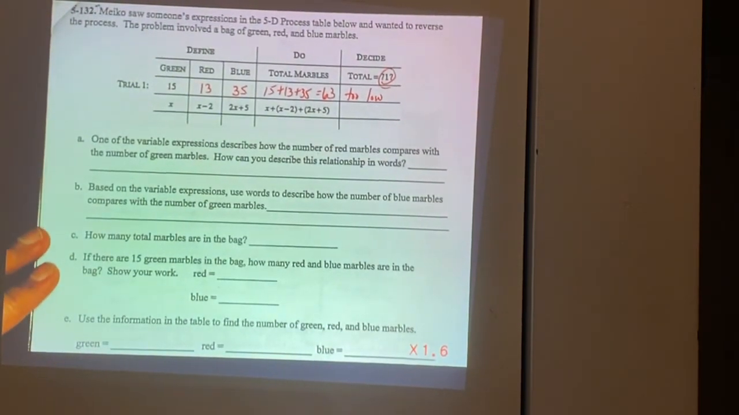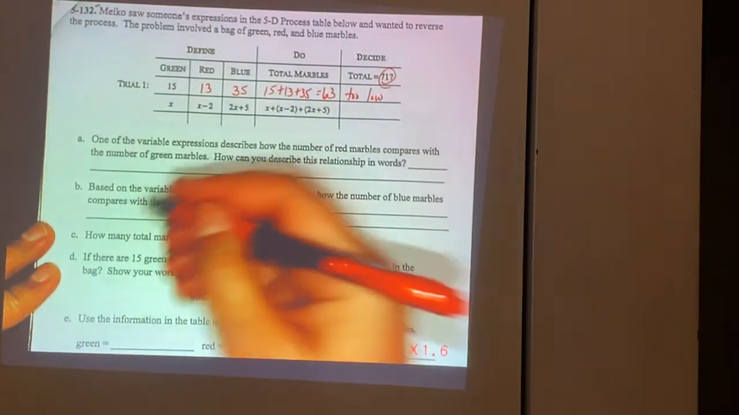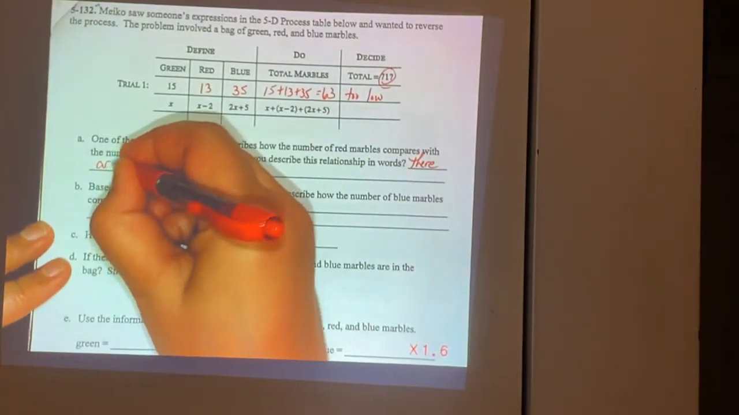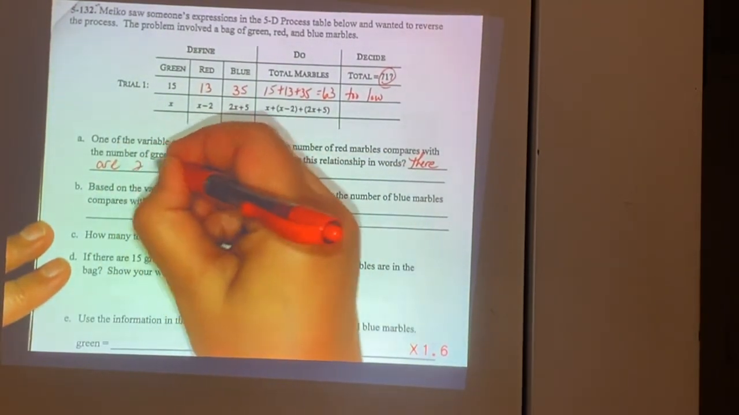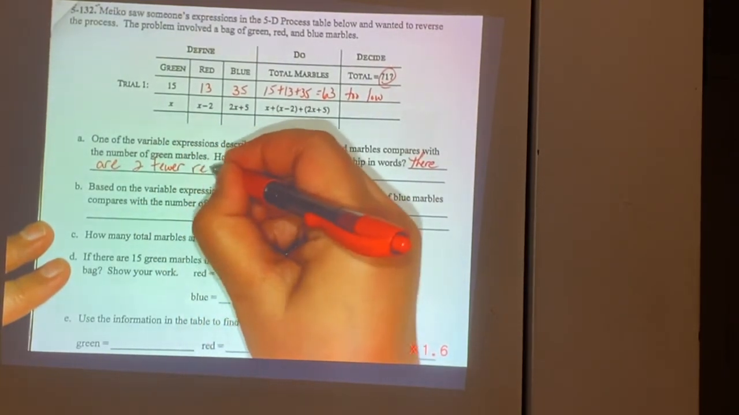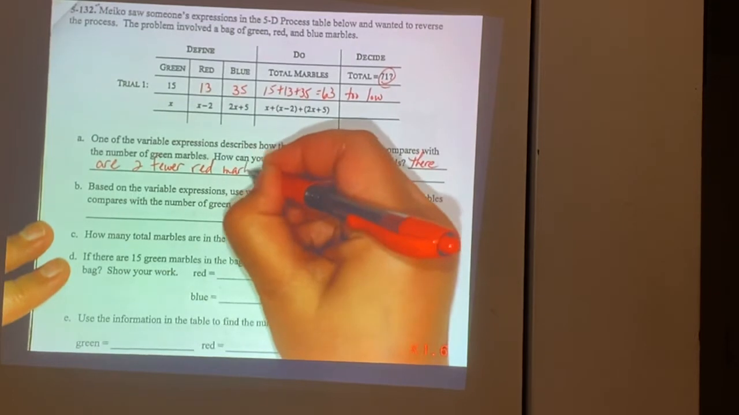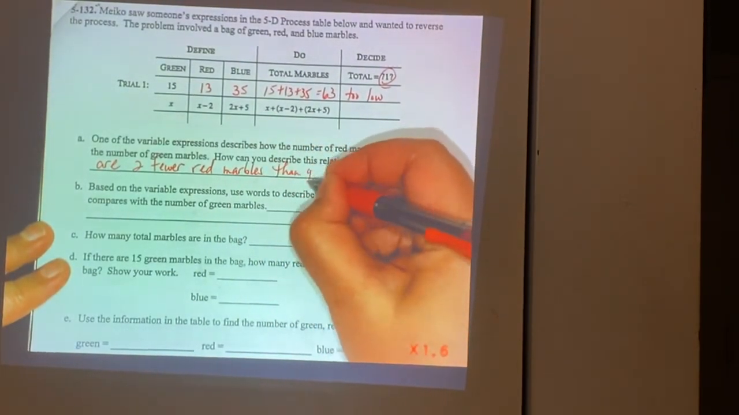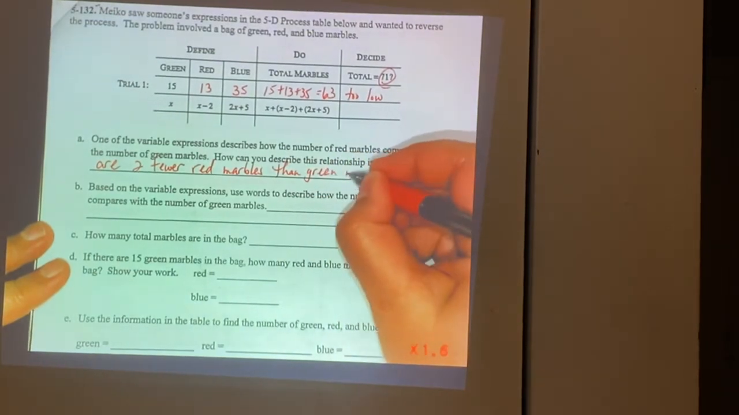Okay, A. One of the variable expressions describes how the number of red marbles compares to the number of green marbles. How can you describe this relationship in words? There are 2 fewer red marbles than green marbles.